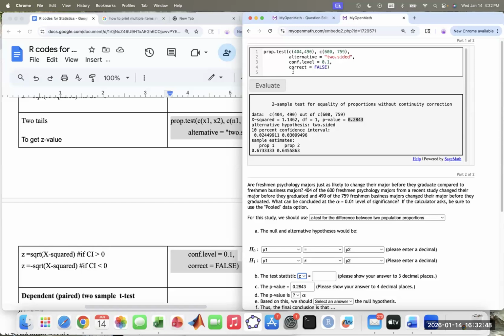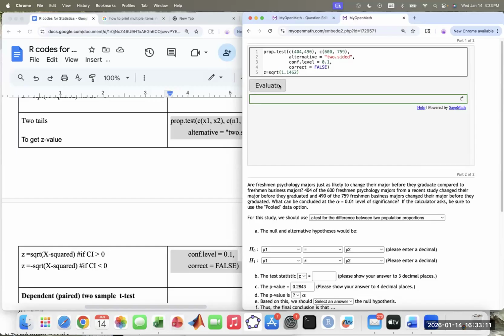In this case, I can put that my Z would be equal to SQRT, that means square root, and then copy this X-squared that you have right here and paste it over here. Then you will have your Z value. So I evaluate, and I will have that number in here. I copy this one. So that's the test statistic that you have here.